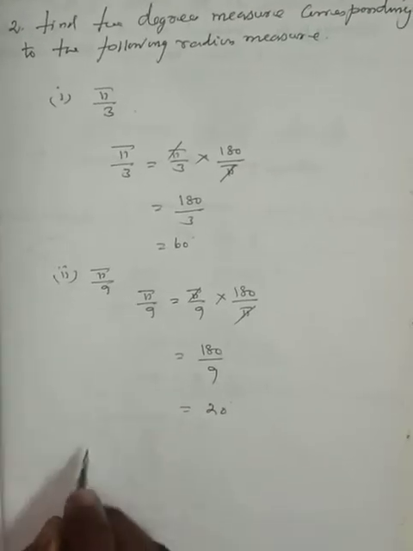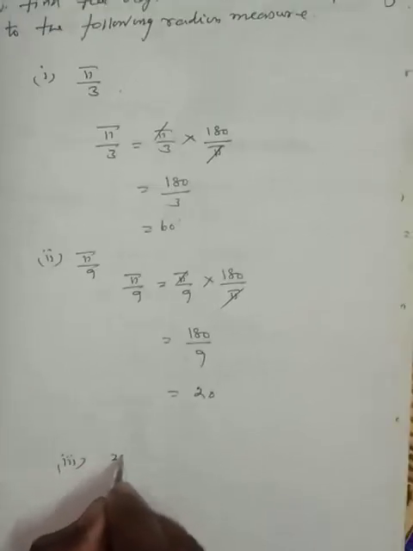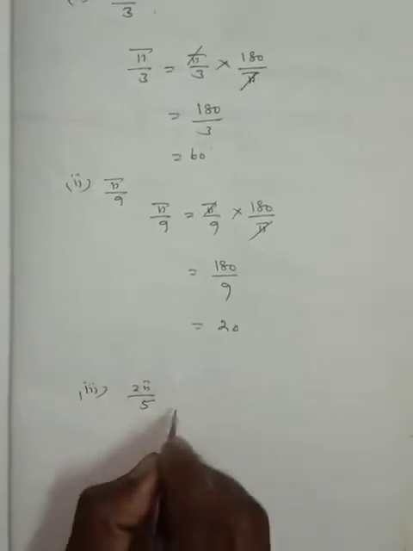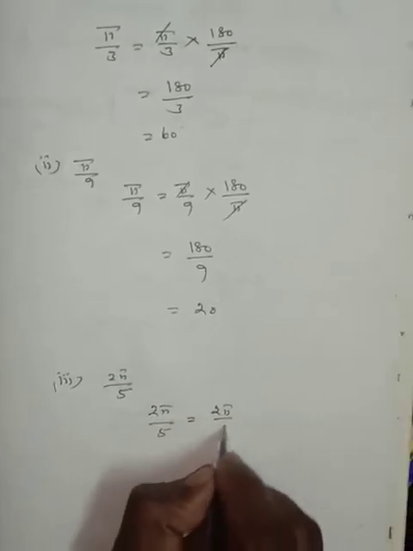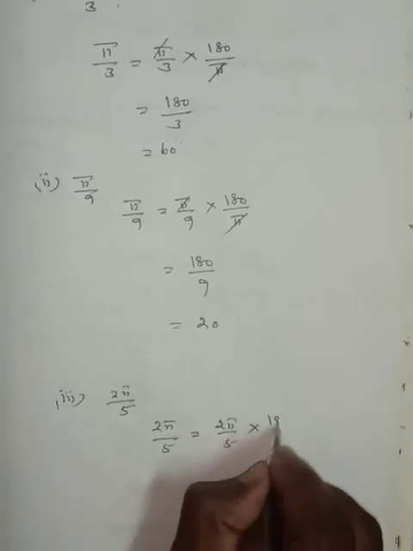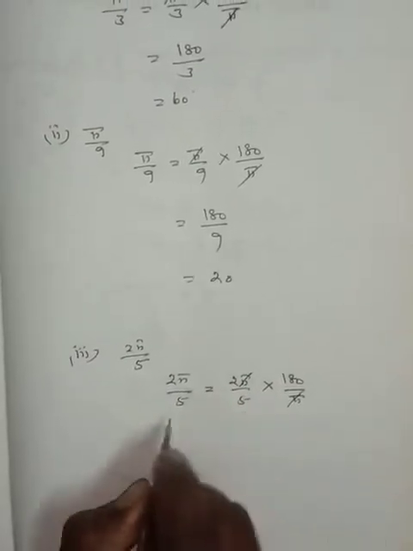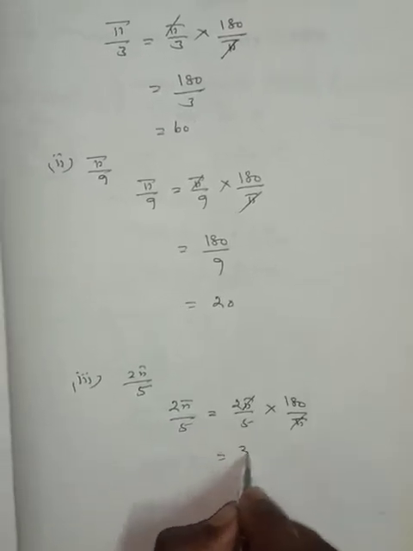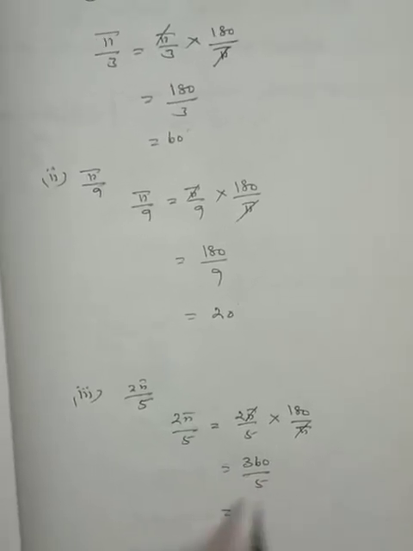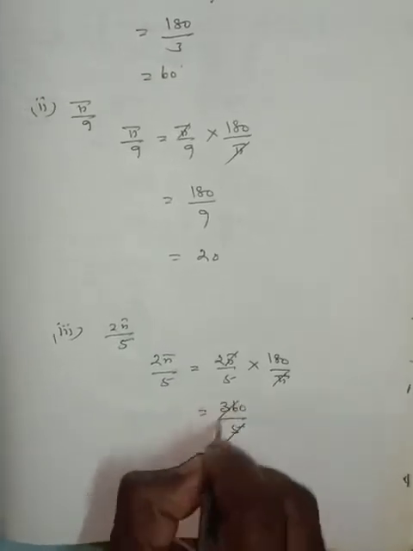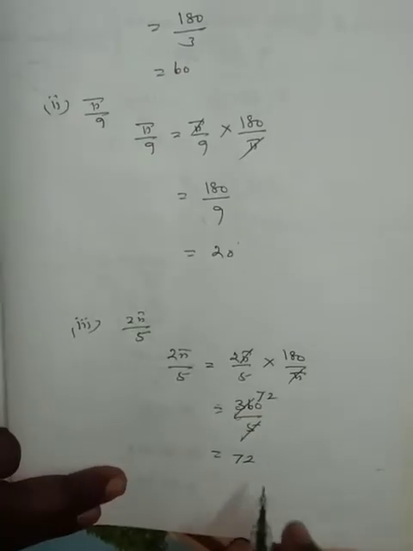Next, solution number 3, 2 pi divided by 5. 2 pi divided by 5 is equal to 2 pi divided by 5 into 180 by pi. Pi cancels. 2 times 180 is 360, divided by 5 is equal to 72. 72 times 5 is 360. Therefore it is 72 degree.